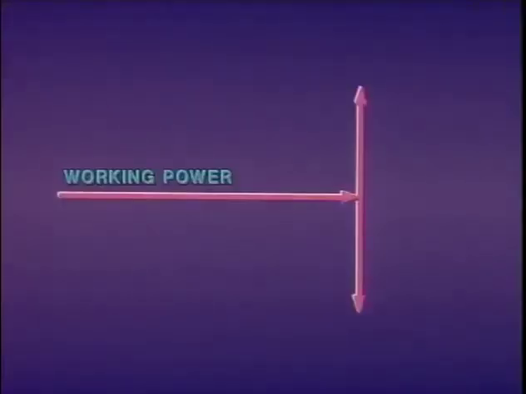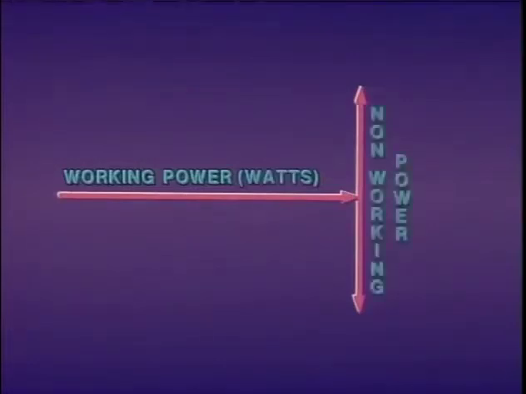The relationship between working power and non-working power determines the efficiency of the power that is produced. We can show this relationship using a simplified illustration. In this illustration, working power is represented by the horizontal line. Working power is measured in watts. Non-working power is represented by the vertical line, and it's measured in VARs, which is volt-amperes reactive.